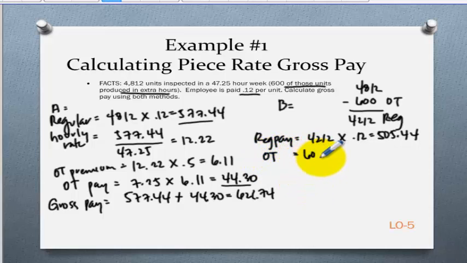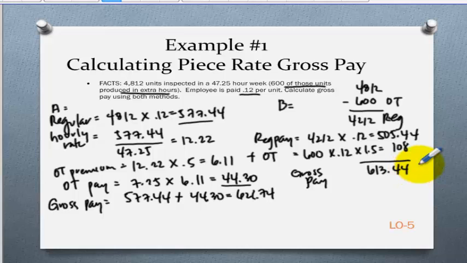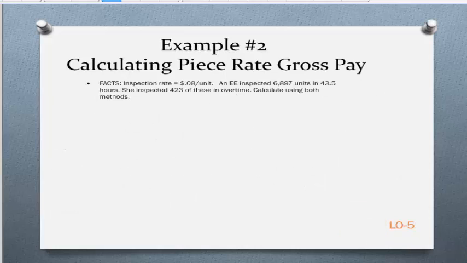And then let's figure out what they got paid in overtime. They made 600 units in overtime. They normally get paid 12 cents per unit, but since it's overtime, we're going to multiply that by 1.5. So therefore, they get paid $108 for overtime. So therefore, my gross pay in this case is, we add those two together, and we get 613.44. So notice that if they get paid based on method A, they get 621.74. For method B, they get 613.44.